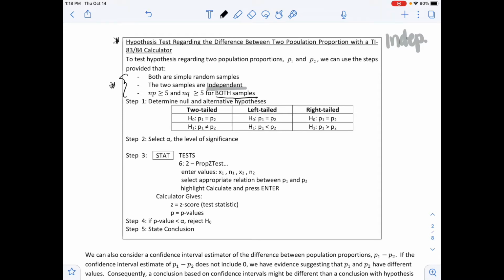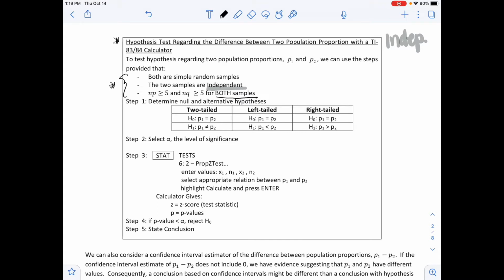Step 1 is to determine the null and alternative hypotheses. So if you look again at your null, they should all be the same, with p1 equal to p2. And your alternative is going to depend on if it's a two-tailed, left-tailed, or right-tailed test. Step 2 says to select alpha, which is normally given to us, otherwise you can select that value yourself.